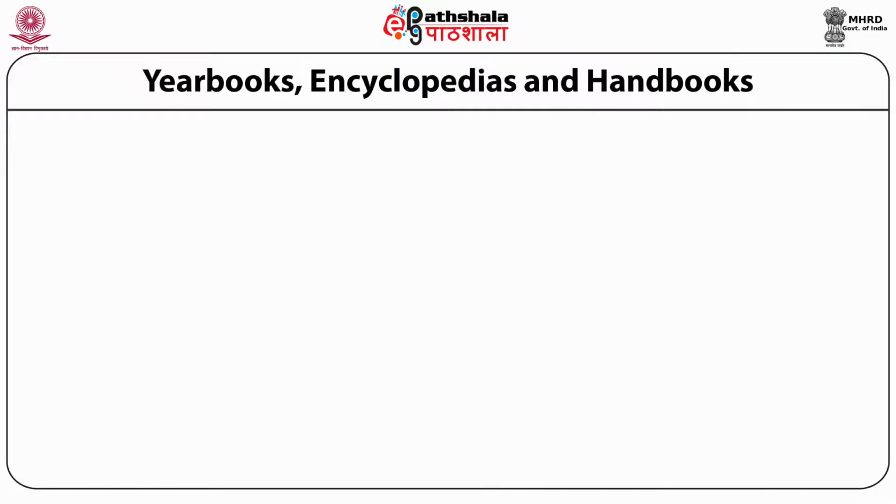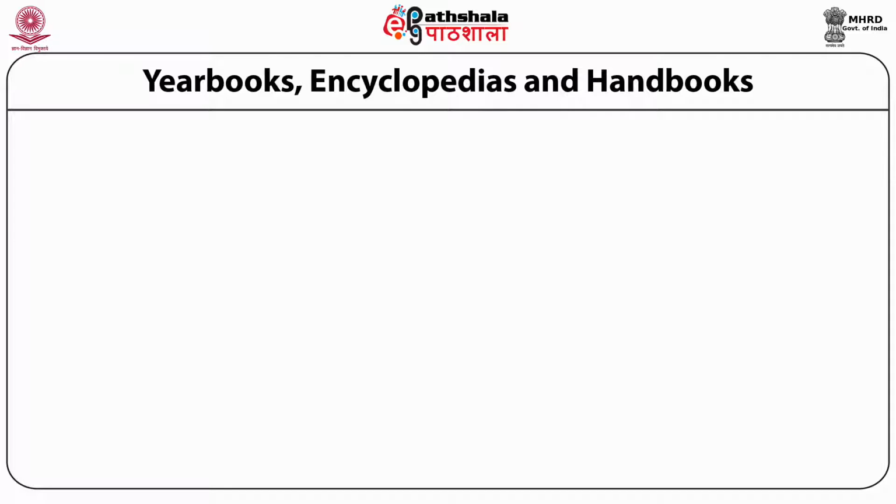Yearbooks, encyclopedias, and handbooks are important sources of social science information and are brought out by prestigious, learned, and scholarly societies as well as by commercial publishers. These sources provide a complete background of a subject and also the current state of research. Some of the important sources are as follows: yearbooks, encyclopedias, and handbooks.